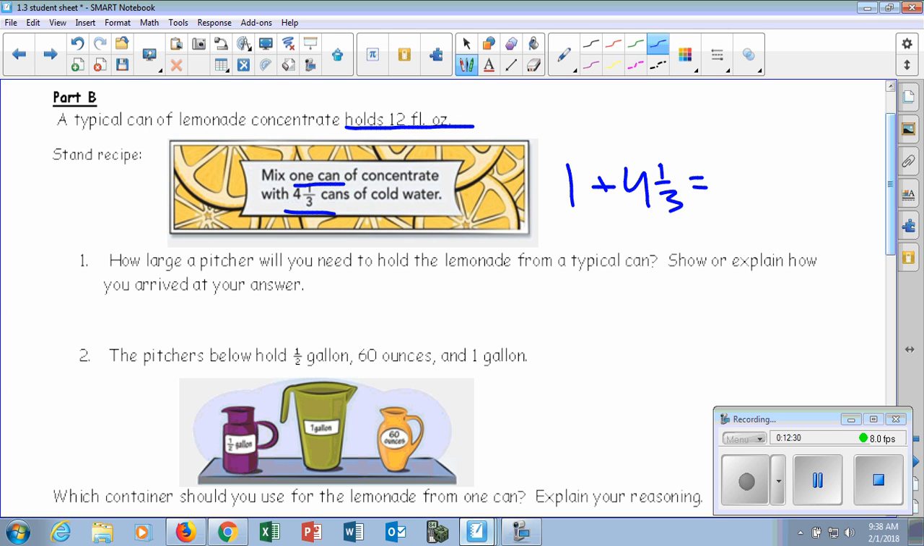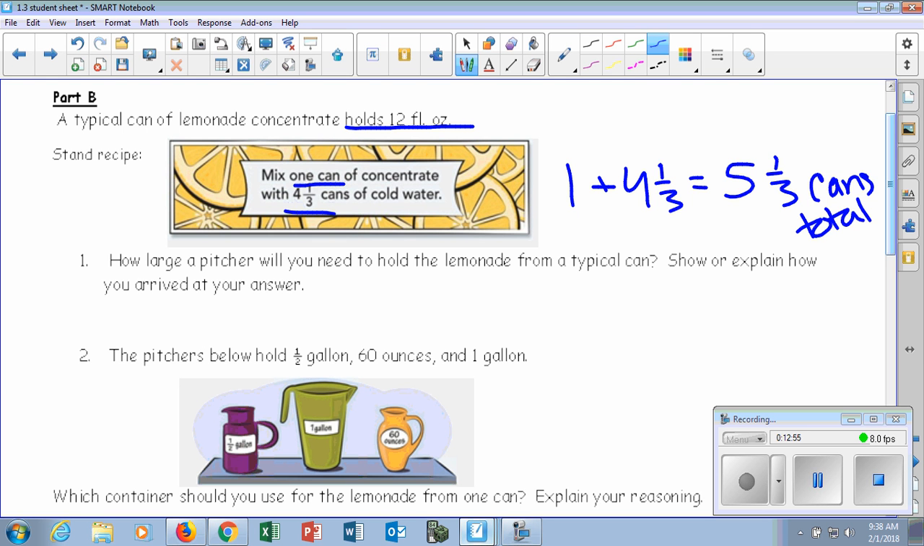So I'm basically adding that, right? I want to find my total amount of cans. Well, I have 1 can and I have 4 1/3 can. And so what do I get when I do that? Robert? 5 1/3. I just add my whole numbers. 1 plus 4 gives me my 5, and I'm just going to bring my 1/3 with it. So 5 1/3 cans total.